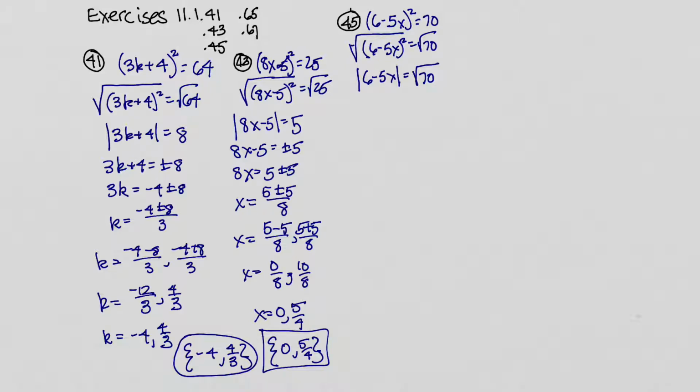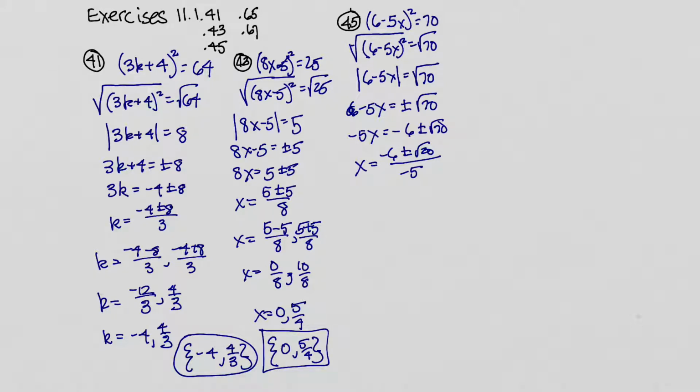Now let's take off the absolute value. 6 minus 5x, this is when we get plus or minus, not before. And now what I'm going to do is subtract 6. So we are going to get negative 5x equals negative 6 plus or minus square root of 70. And then I'm going to divide by negative 5. So now it looks like this. X equals negative 6 plus or minus square root of 20 all over negative 5.